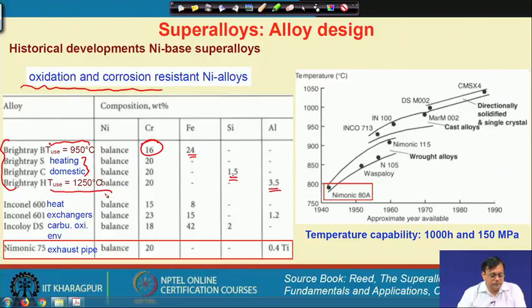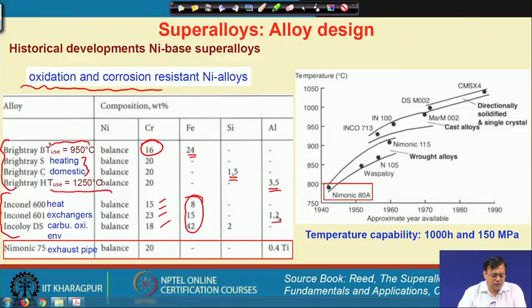Now, with time, for heat exchangers and, let us say, a carburizing atmosphere or an oxidation environment, in both cases the same family of alloys, these Inconel alloys, have been developed. The Inconel also contains chromium, let us say between 15 to 20%, and some iron; the iron-chromium is why it is called Inconel. So, iron is also added and also some aluminum.